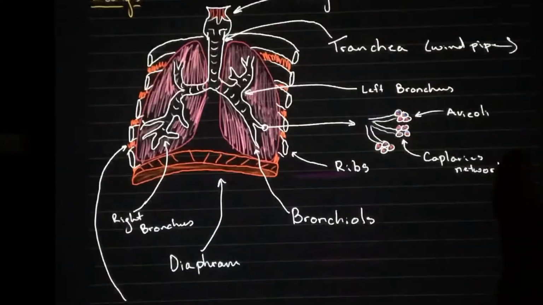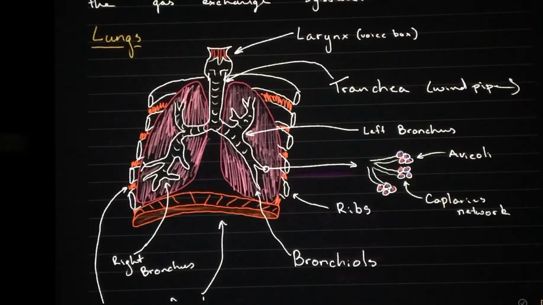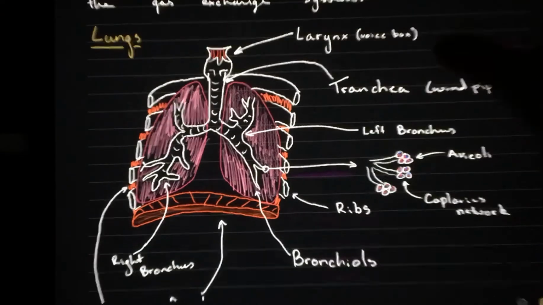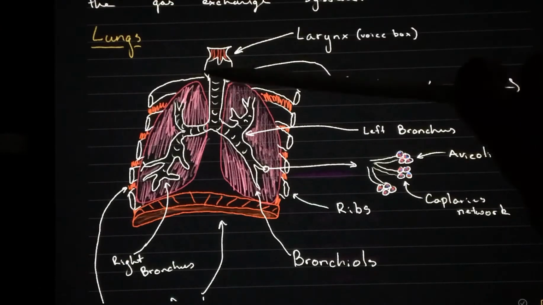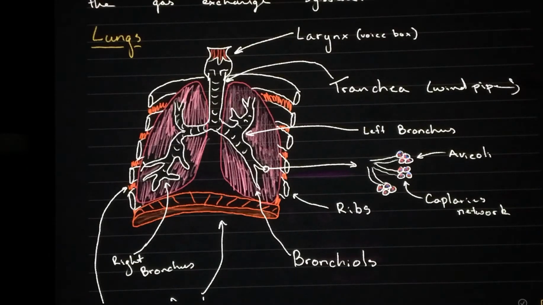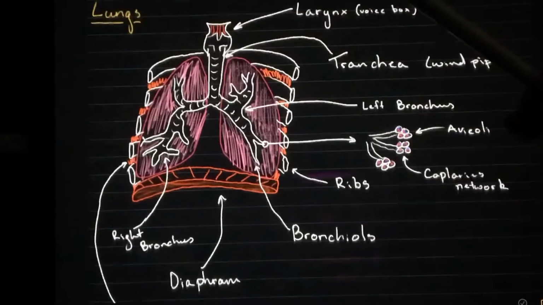So, first things first, the actual lung structures themselves. You start at the larynx, which is your voice box. The air then goes through the trachea, also known as the windpipe. However, you'll get extra points for calling it the trachea, though windpipe is also okay.